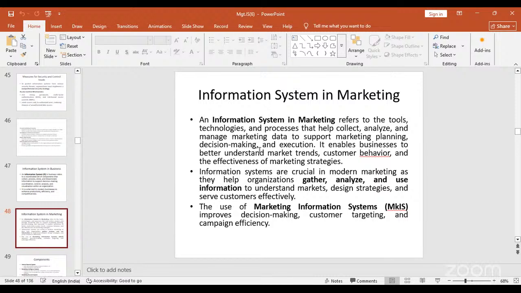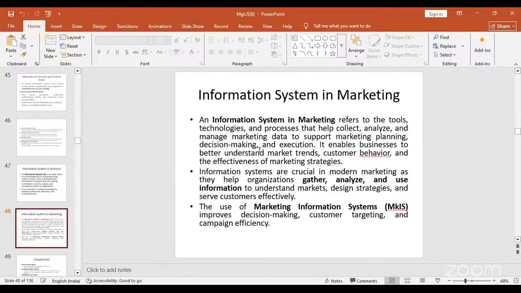What is going on in the market? Market trends. Then what is the customer behavior? What is the customer taste? What type of products does the customer always search? And the effectiveness of marketing strategies. It will take steps or make decisions or provide data to the top levels regarding the marketing strategies.